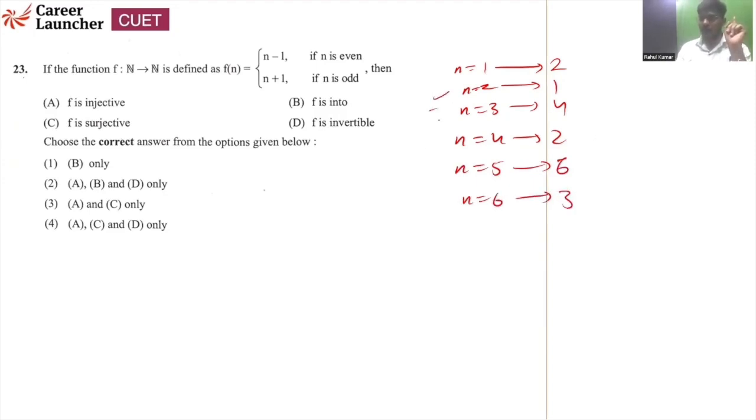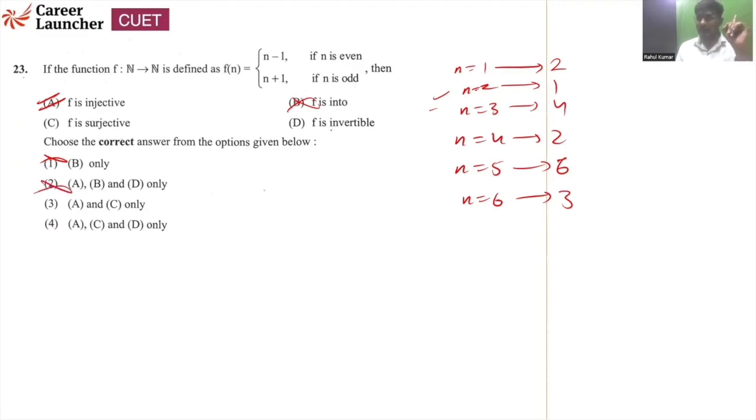When you substitute an odd number, you are getting an even number. And from this, what are you receiving? You are receiving a set of integer values on the right-hand side. Means the function is injective. It is 1-1. Okay, statement A is correct. So option 1 can't be the correct answer. Second, it can't be into. So the second option is wrong.